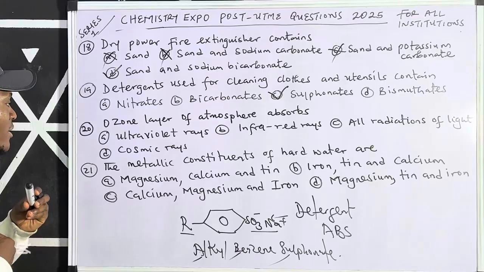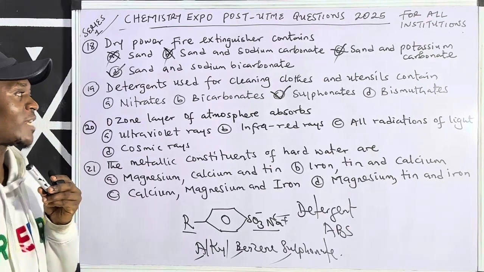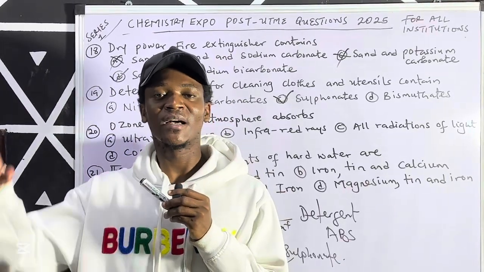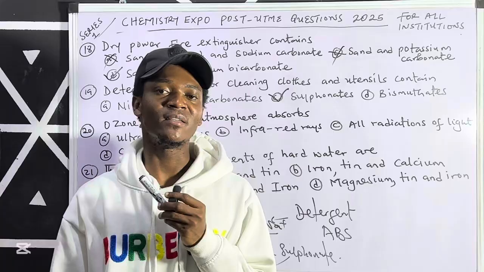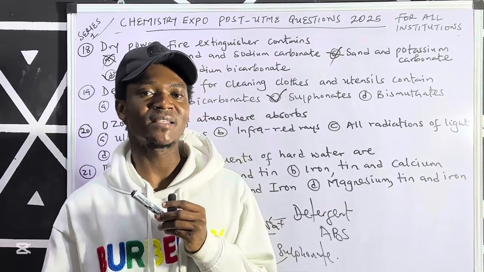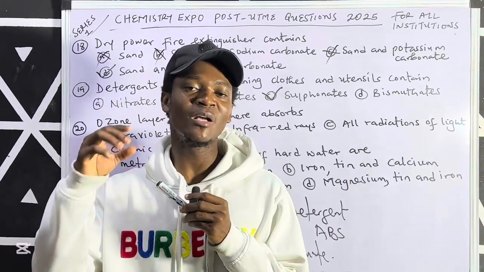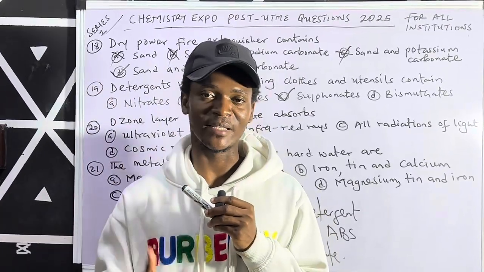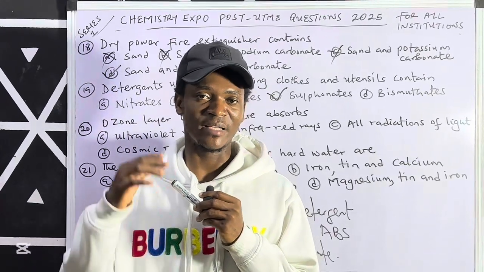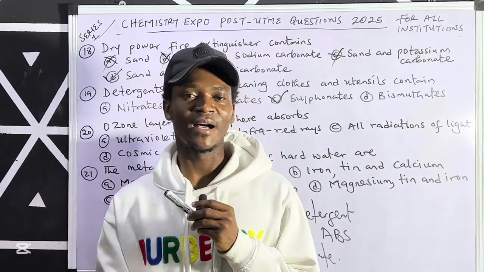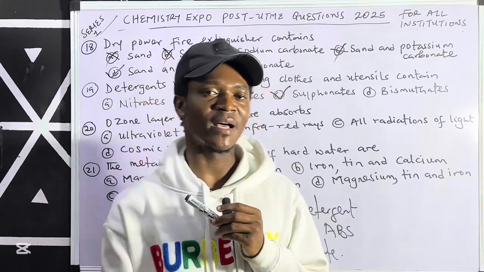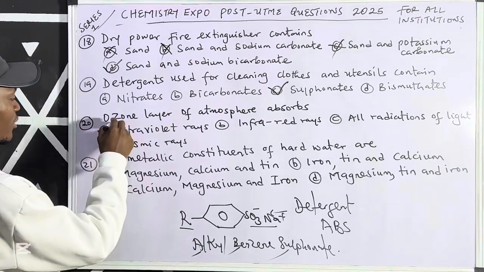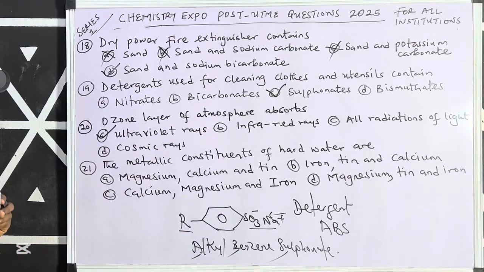All right. Then question 20. Ozone layer of the atmosphere absorbs dash. You ought to know that the ozone layer is found in the atmosphere, in the region called the stratosphere. The ozone layer is like an umbrella-like structure that reflects back ultraviolet rays coming from the sun. That's the reason why we don't get direct ultraviolet rays. We actually get just a fraction of sunlight, due to the ozone layer that reflects back the ultraviolet rays. So the correct option to this question is option A. The rest are wrong.